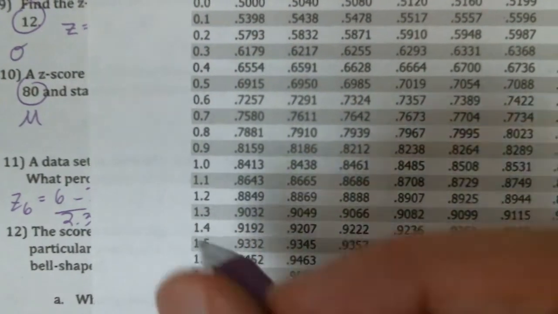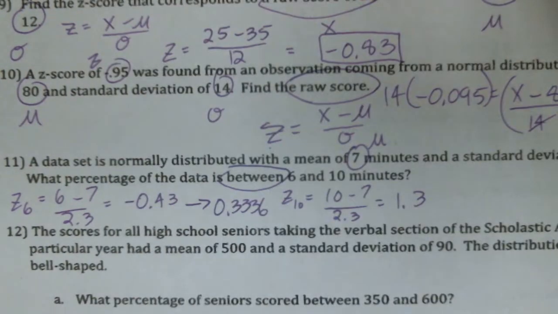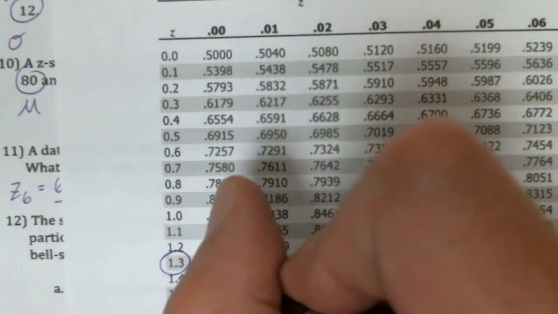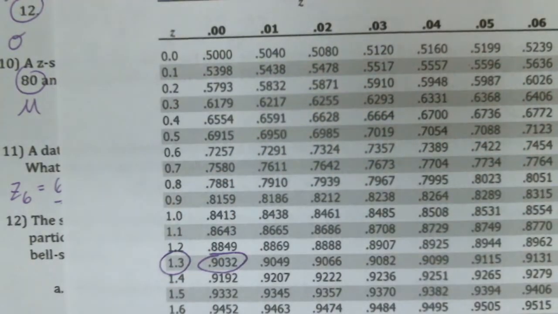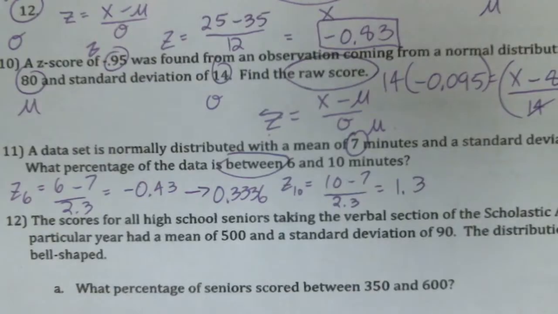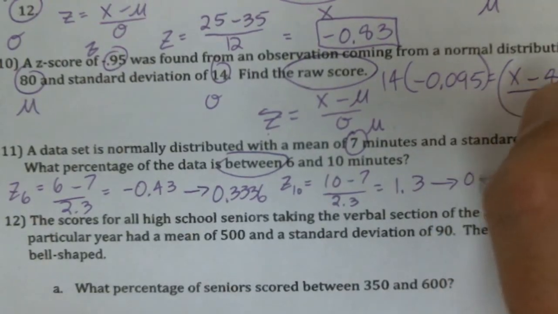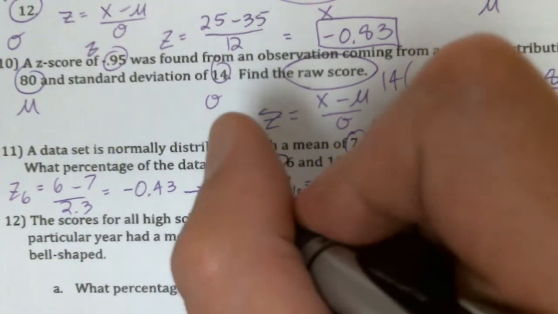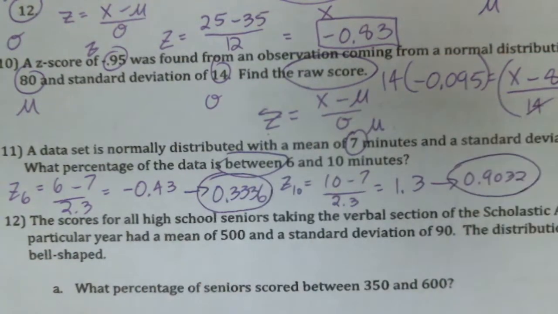Now I've got to do the same thing for the positive 1.3. You've got to turn your table over and go to positive 1.3, and it's just 1.30, so I don't need to go across the top. I'm just sitting right there: 0.9032. And now I'm ready to subtract that percentage from that percentage.